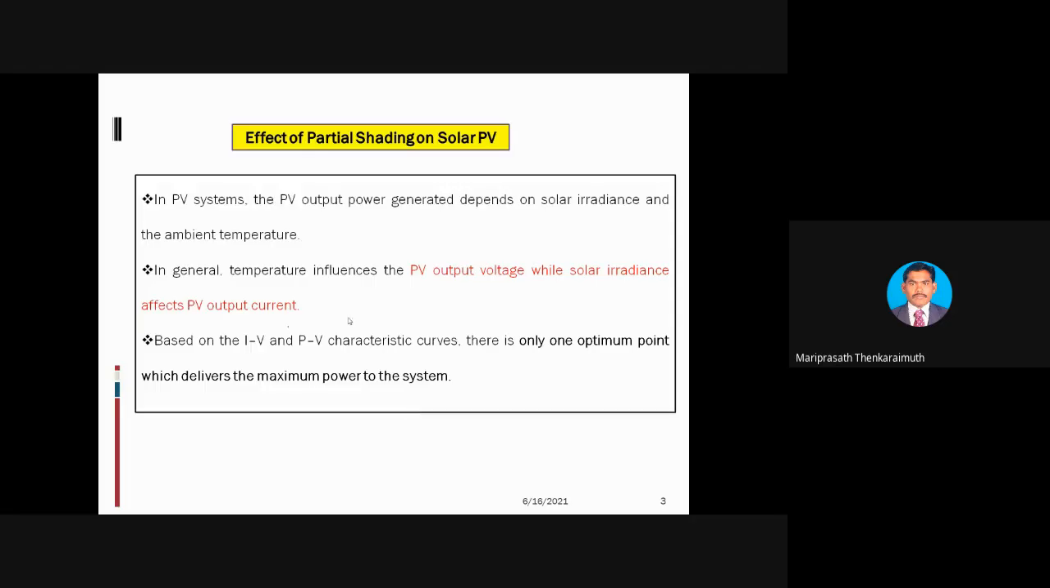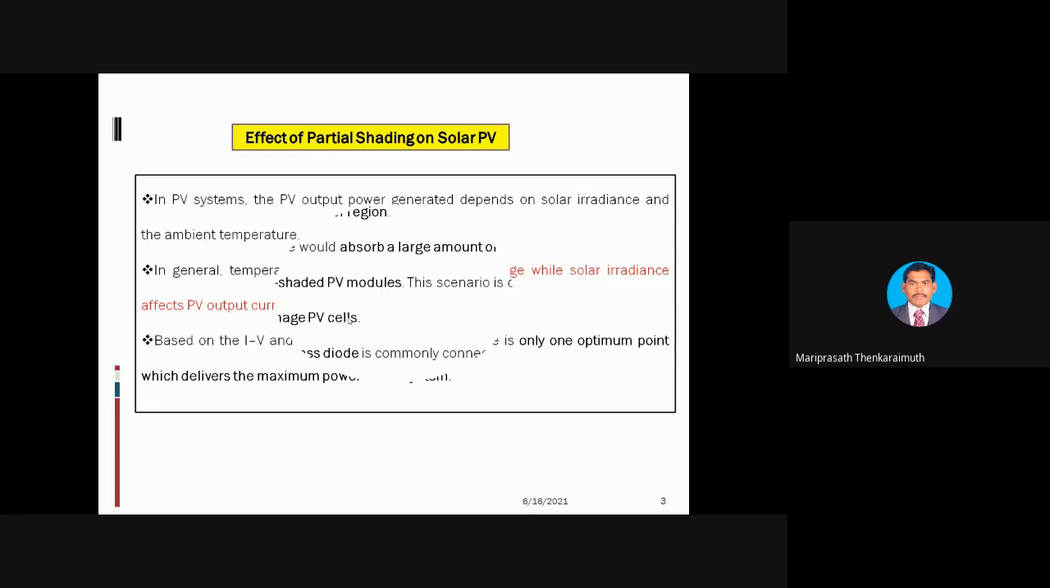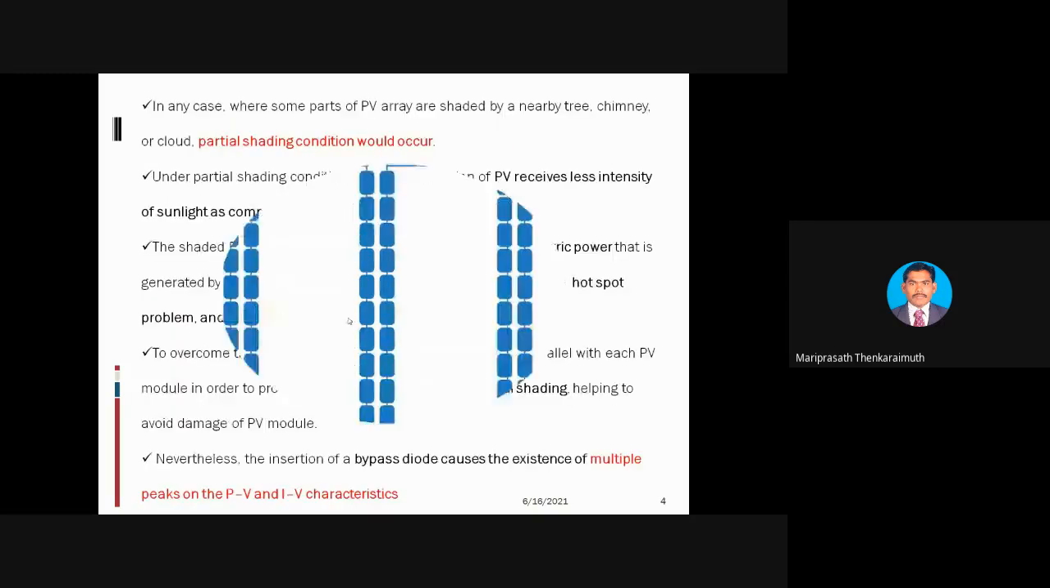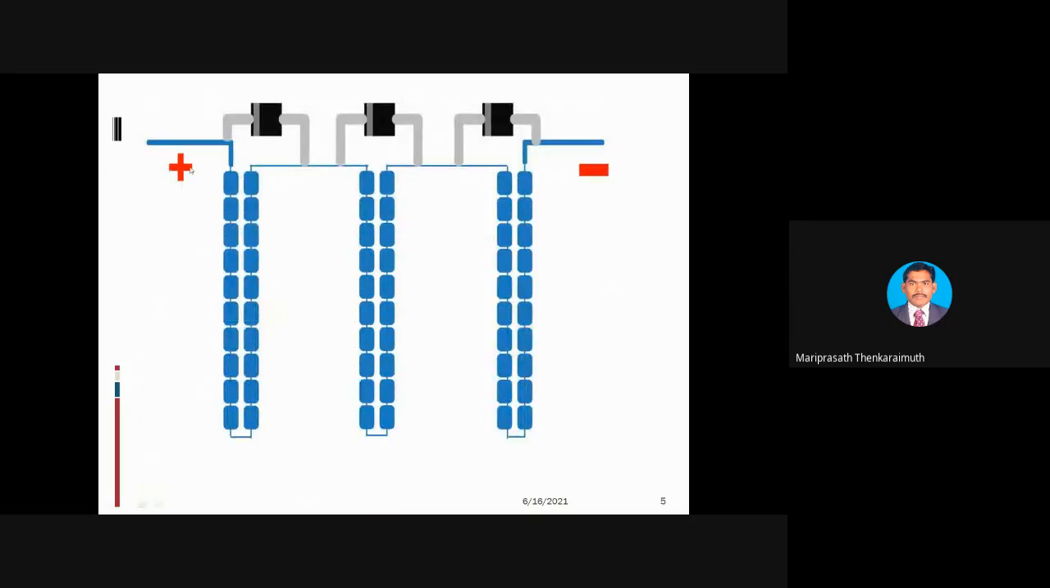Effect of partial shading. Okay, so why does it occur in a PV system? Very simple. PV panels are made with the help of a group of cells connected together in series like this.